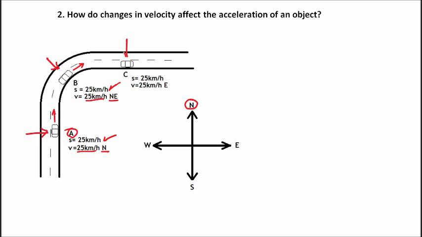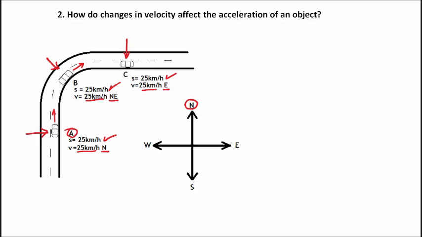At point C, you can see the car. Now the speed, if the driver looks at the speedometer, is still 25 kilometers per hour. The speed never changed. All the way around the curve, the speed was constant, unchanging. But the velocity is now 25 kilometers per hour east. So the direction changed, and that changed the velocity. Because remember, a velocity has two components. It has a speed, and it also has a direction, because it is a vector quantity.